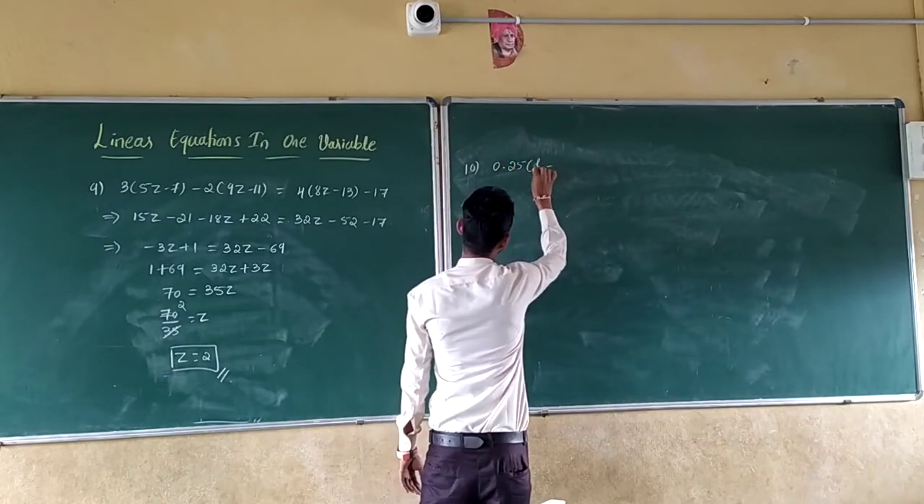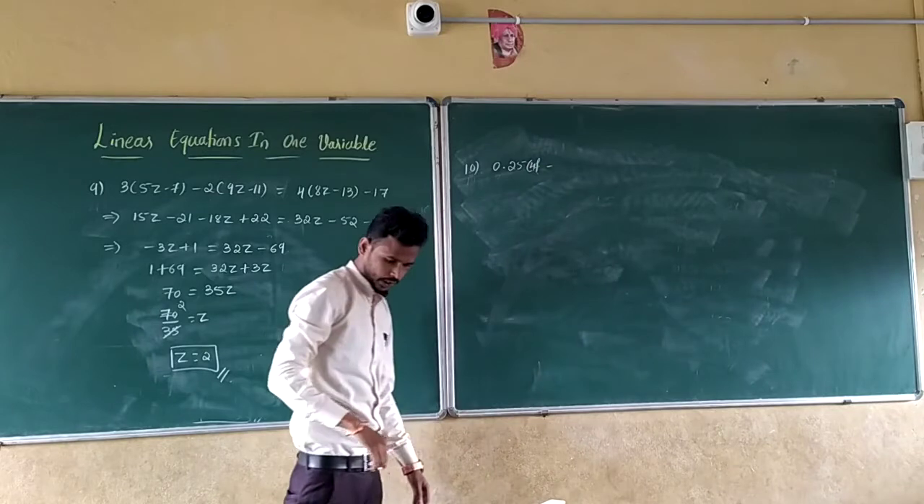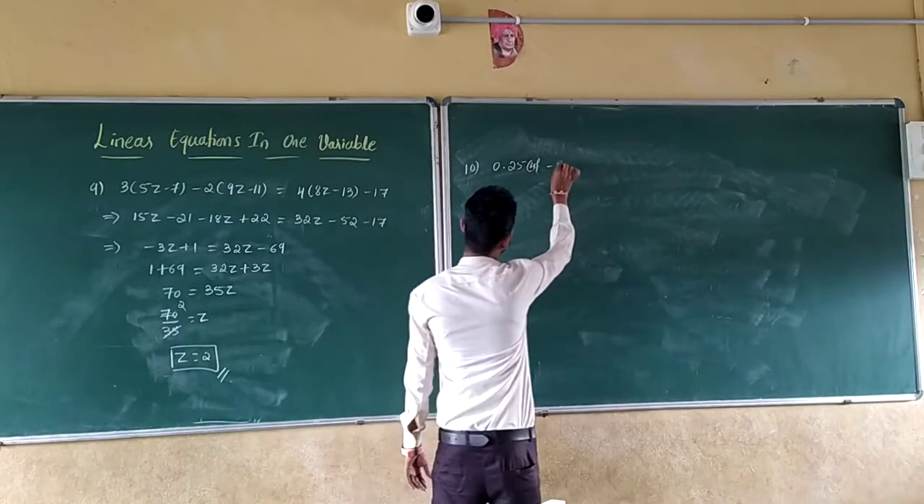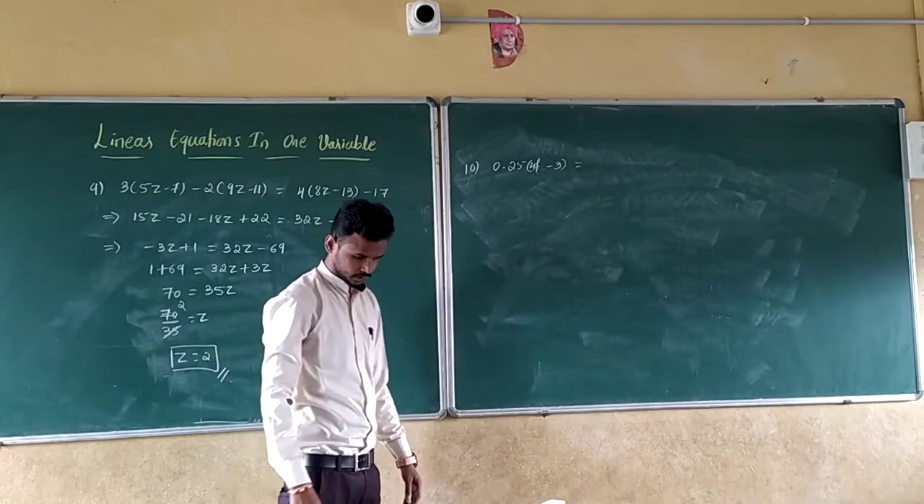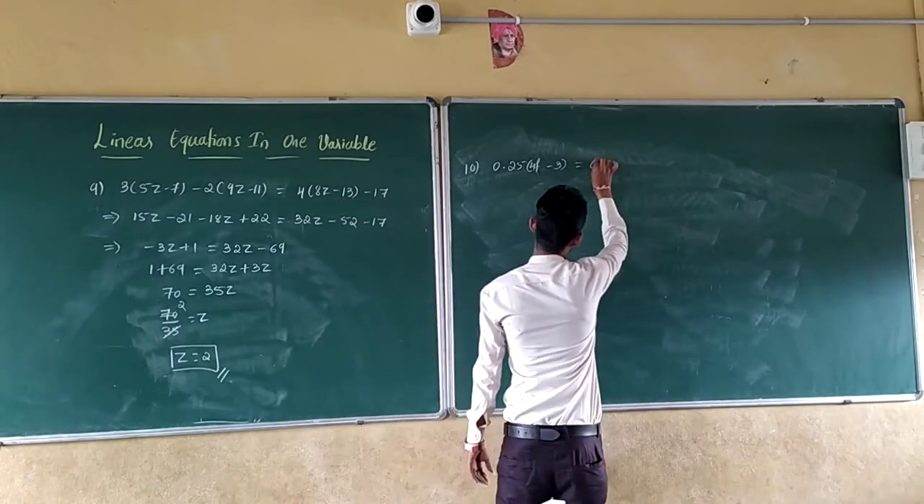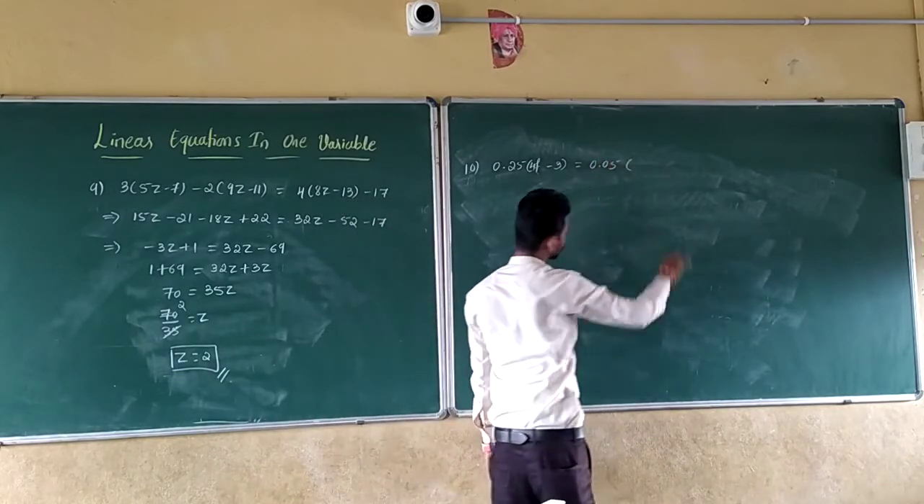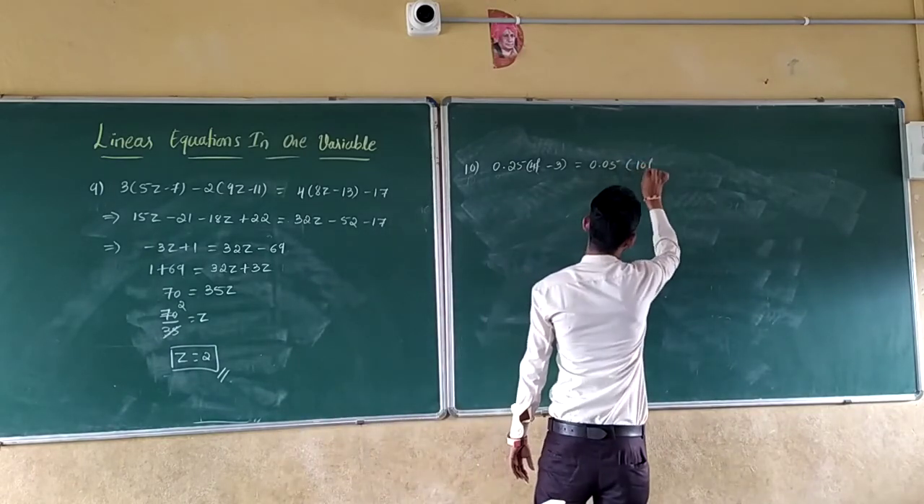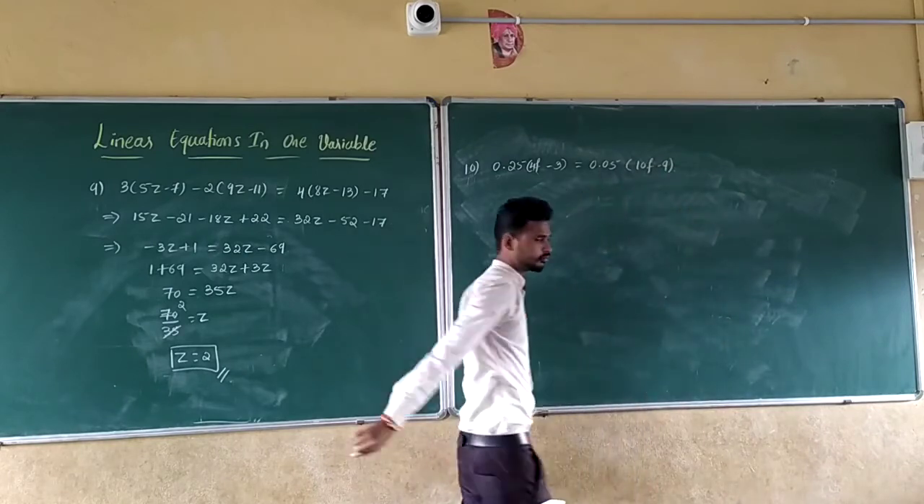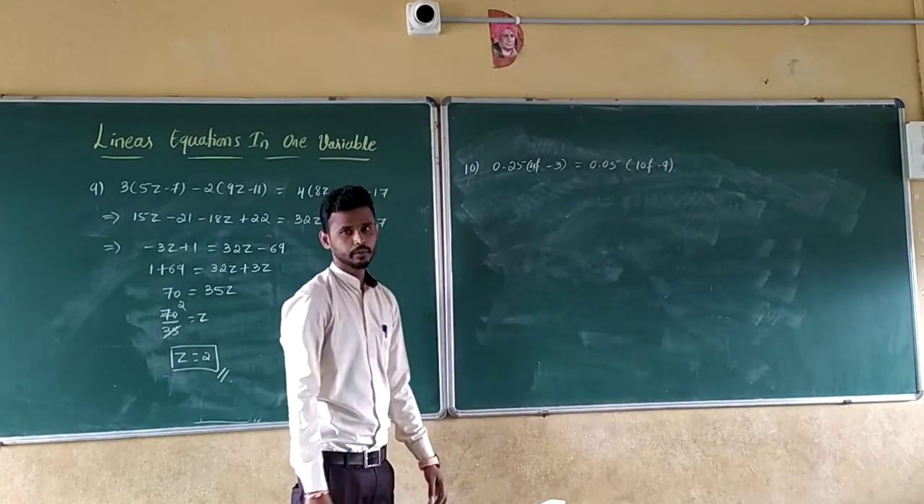0.25 into bracket 4f minus 3, which is equals to 0.05 into bracket 10f minus 9. Simplify that first.